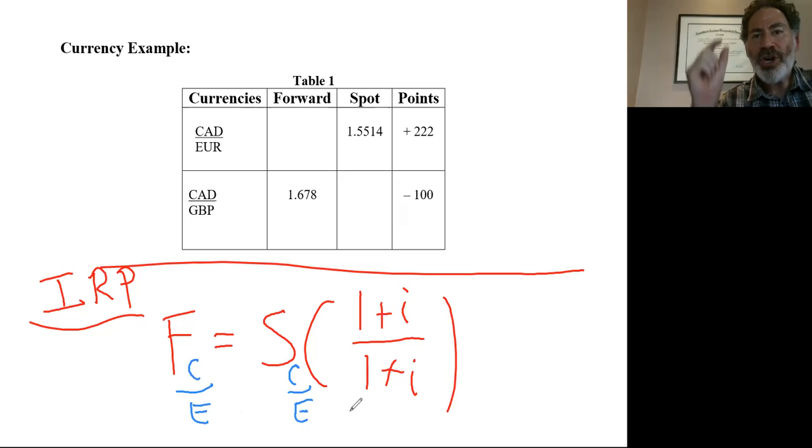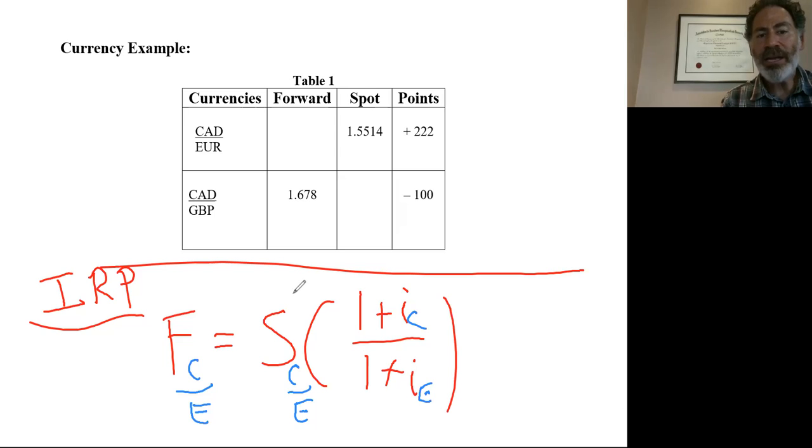And now which interest rates do I put? Just look at the quotation. In the numerator is the CAD, so this will be the interest rate in Canada. And in the denominator, the base currency, that would be the rate wherever the euro is from. Just stay consistent, and that way you won't make a mistake. It's nice and easy. This is interest rate parity.